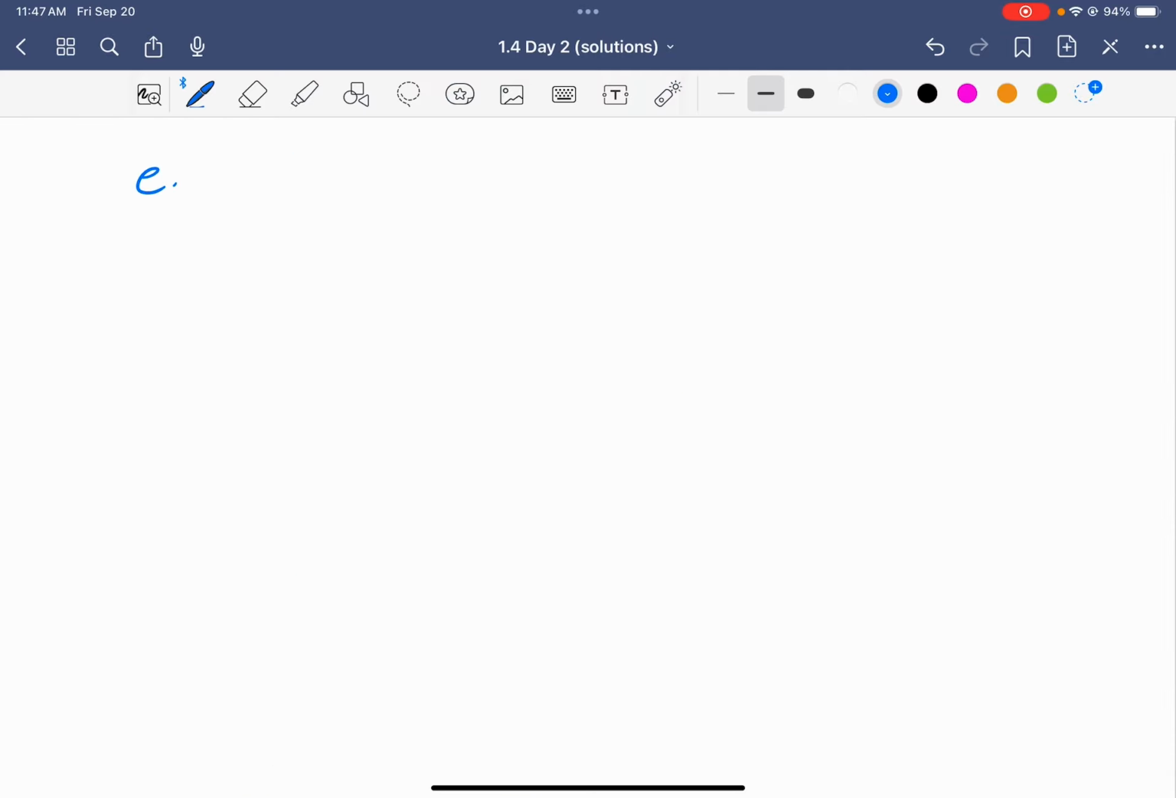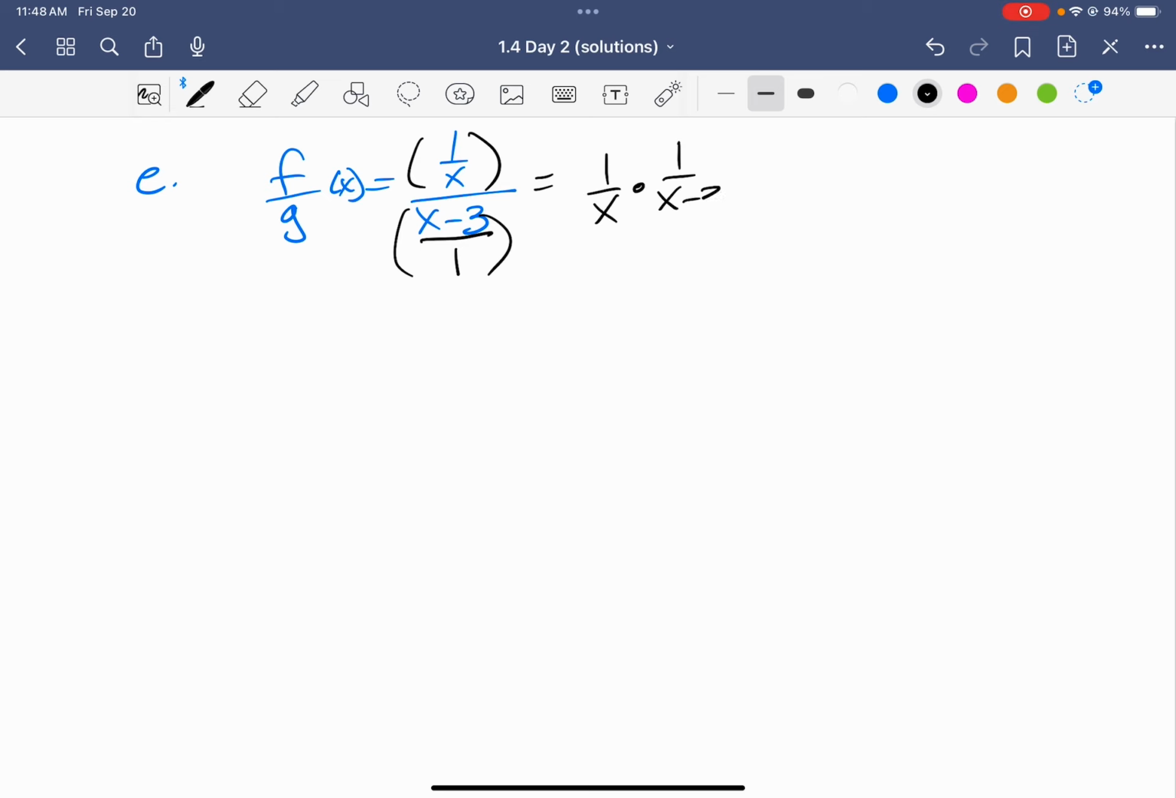And then E is an egg. It just asks to find f divided by g. Well, we said our f function was 1 over x. When you divide it by the g function, x minus 3, well, how do I divide it? Just think of the bottom as over 1, and you have a compound fraction. So now I'm going to take the top fraction multiplied by the reciprocal. So now I have the function 1 over x times x minus 3.